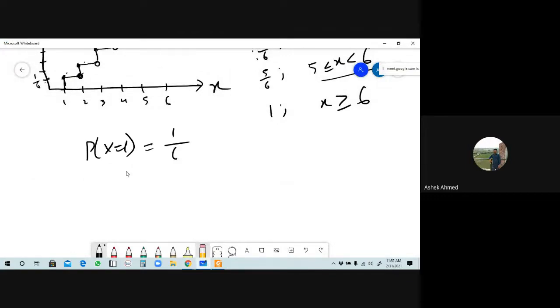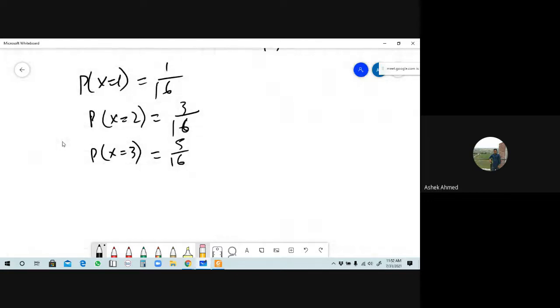This probability is 1 by 16. Then what was x? It was 2, then what probability? 3 by 16. And when x equals to 3, what did we get? 5 by 16. And when x equals to 4, then 7 by 16.